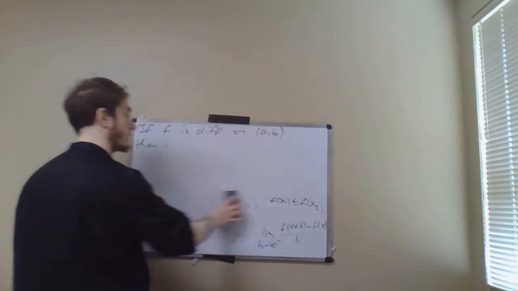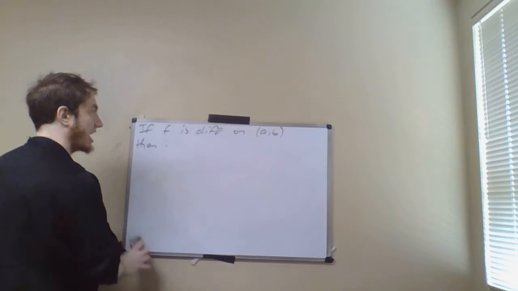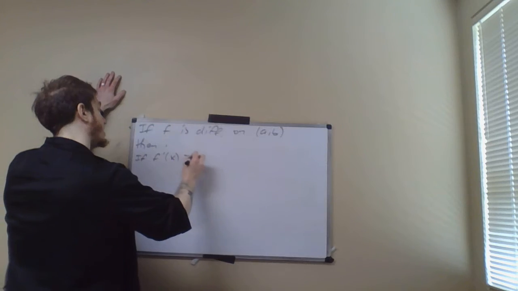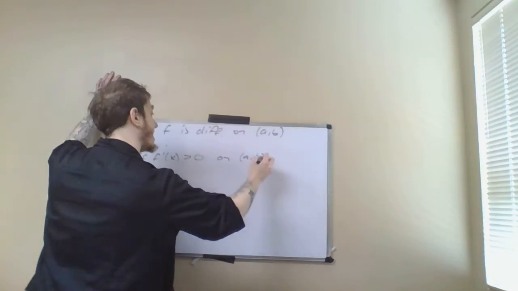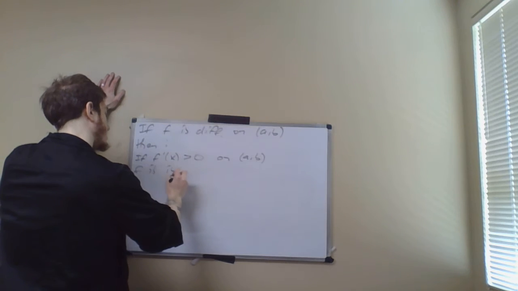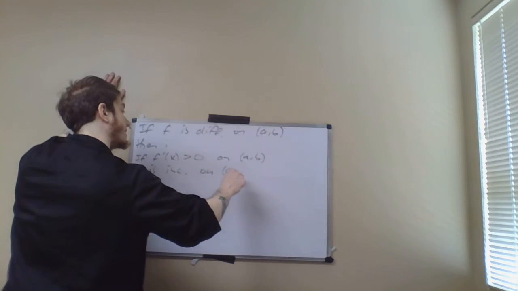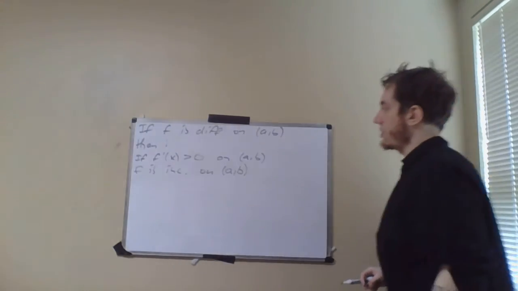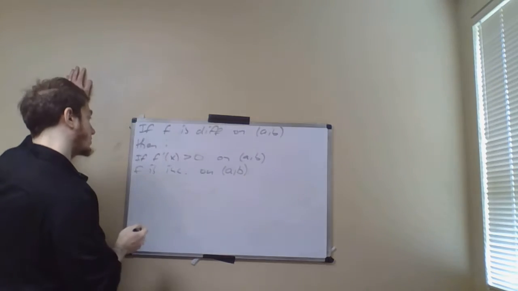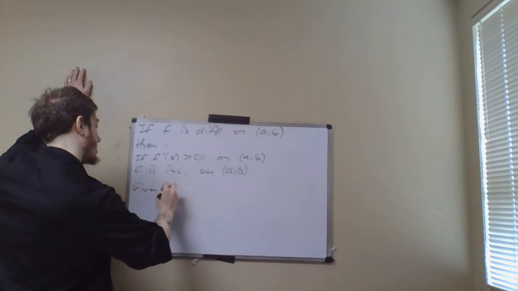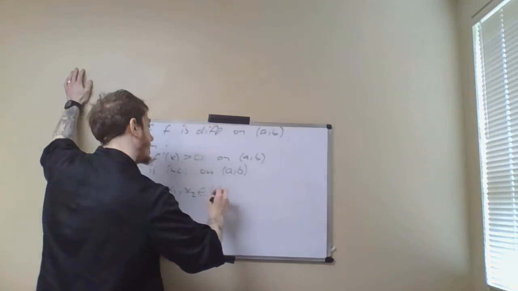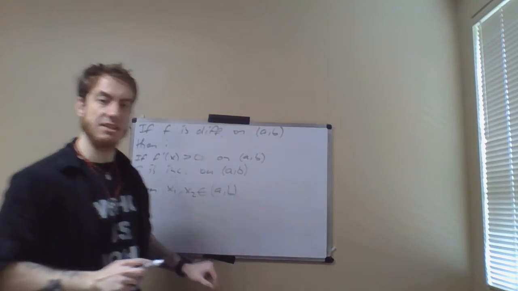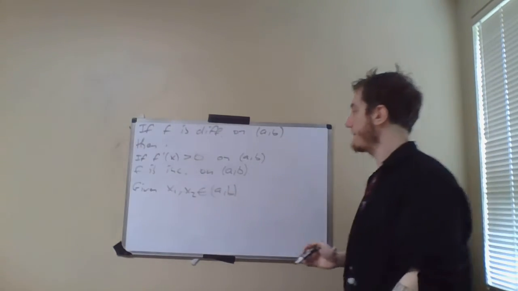But now comes the part where we're going to use the mean value theorem. We're going to say that if f prime of x is bigger than 0 on the interval from a to b, f is strictly increasing on a to b. Why is this true? Well, here's the reason. Given x1 and x2 in the interval from a to b, remember this symbol just means elements of the set. So these are two numbers that are in the set.